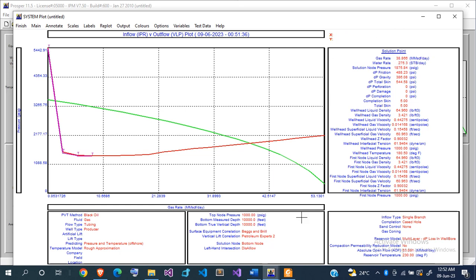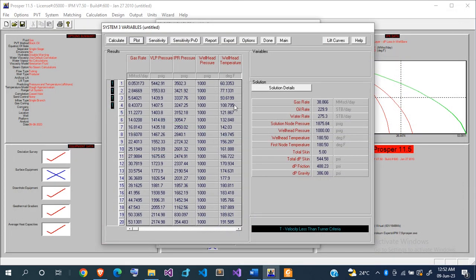Okay, so that is all about this tutorial. That's how to model a multi-layer reservoir and a single well draining that in commingled flow, then how to determine if there is cross flow between the layers or not. That's all for the tutorial.